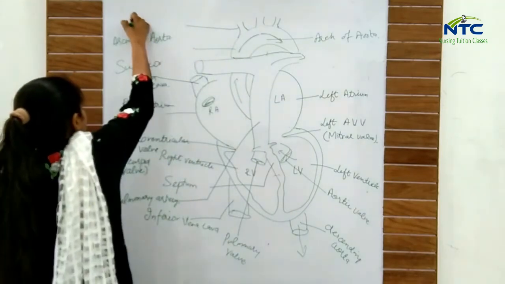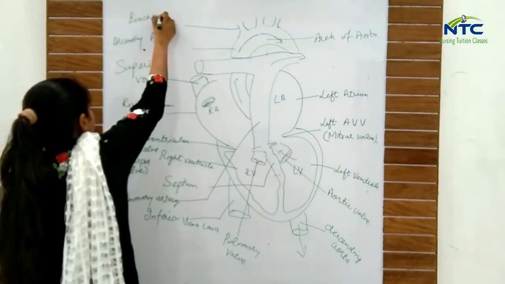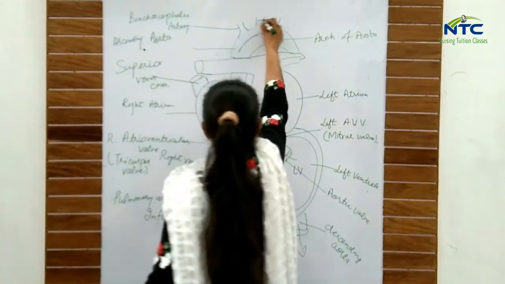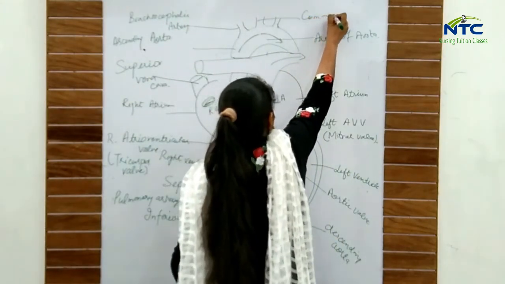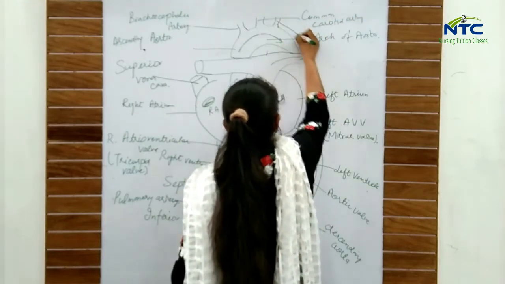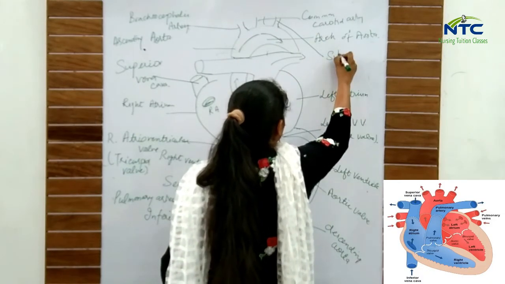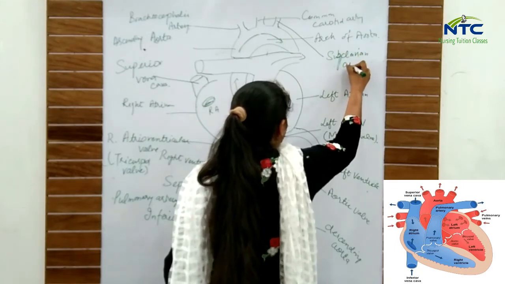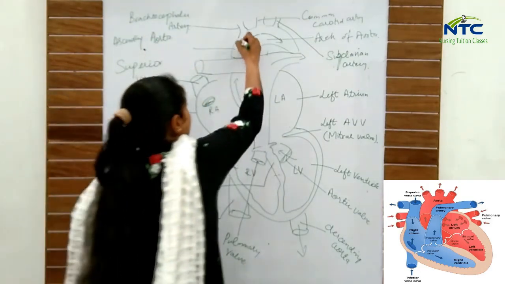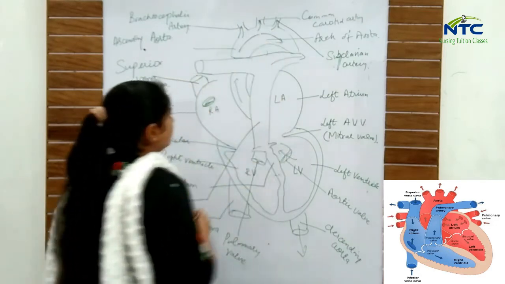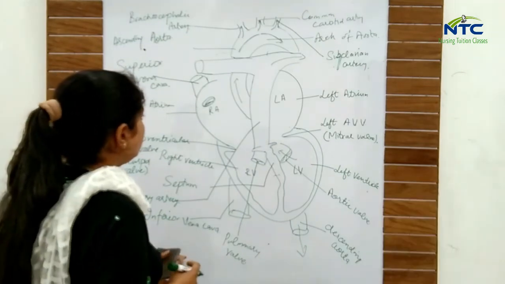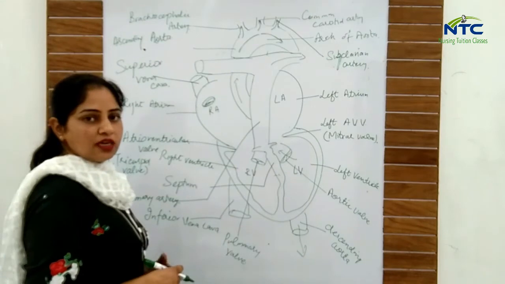There is the brachiocephalic artery, the common carotid artery, and the subclavian artery. These are three arteries which supply oxygenated blood towards the upper parts of the body, like the brain and upper arms, upper limbs. So this is about the anatomical structure of the heart.